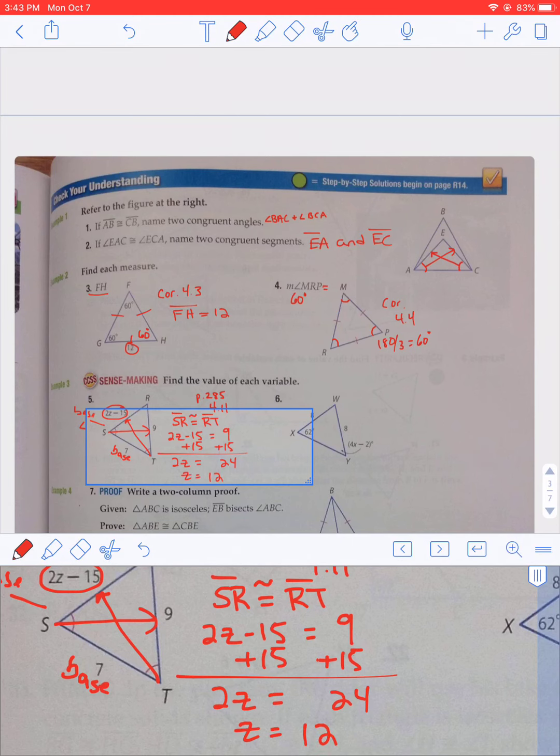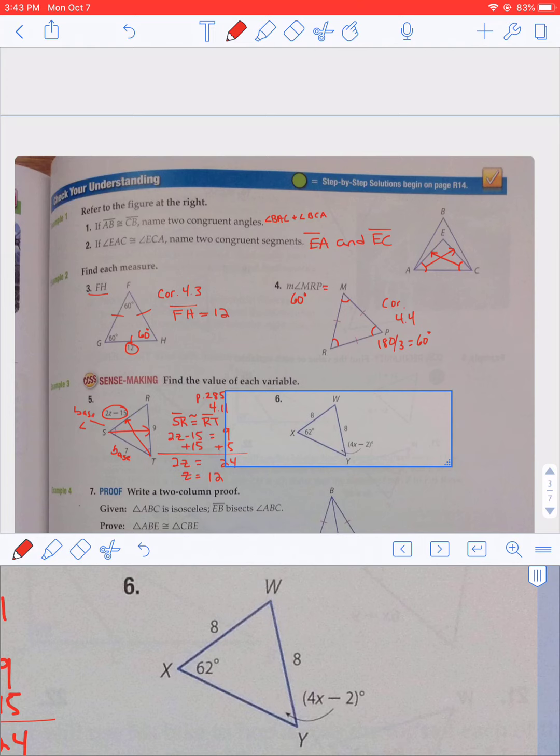Let's hop on over to 6. This one's a little different. It's talking about angles. Let's see what we've got here. Well, we know that we've got an isosceles triangle because here's a side with 8 and here's a side with 8. And because of that, we know these base angles here are going to be congruent. Well, I don't know what this angle y is, except it says it's 4x minus 2, but actually I know it's 62 degrees. But they're not asking us what angle y is. They're asking us what x is.